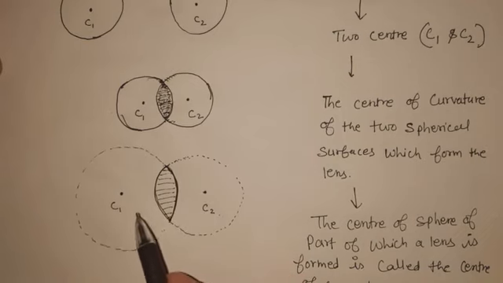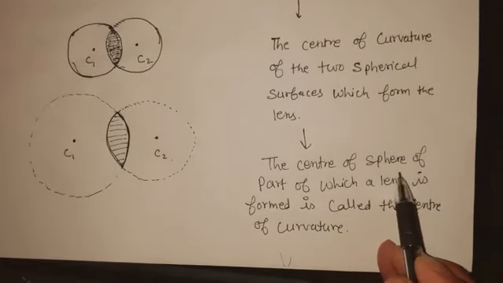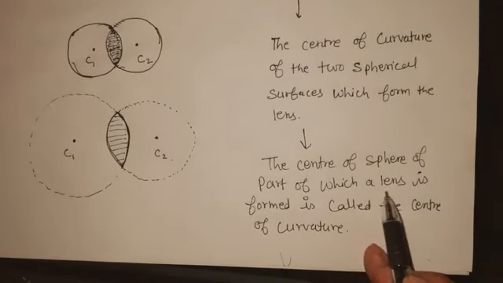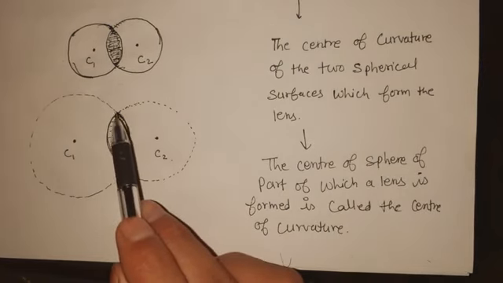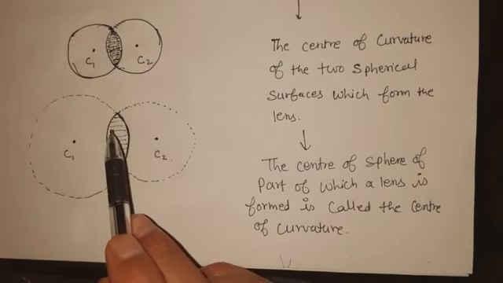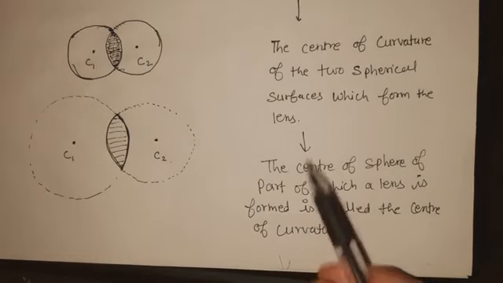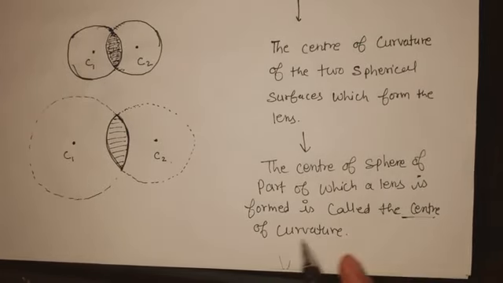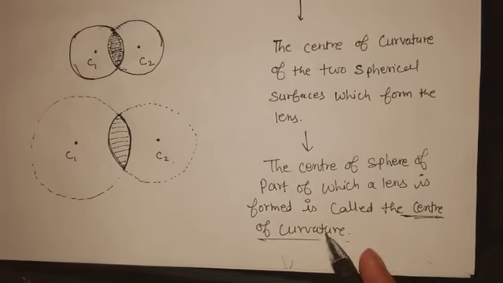So now what is the meaning of center of curvature? Here we have to see the center of the sphere, of a part of which a lens is formed. The curve was a part of a spherical surface from which the lens is formed, and its center is said to be the center of curvature. So this is the definition we can use here: the center of the sphere of a part of which a lens is formed is called the center of curvature.